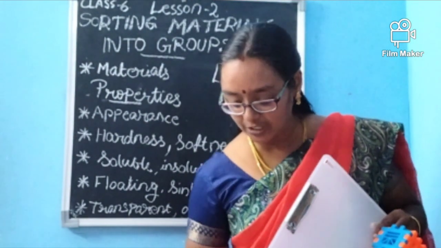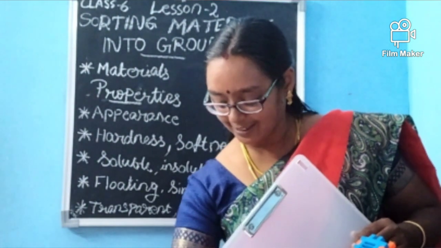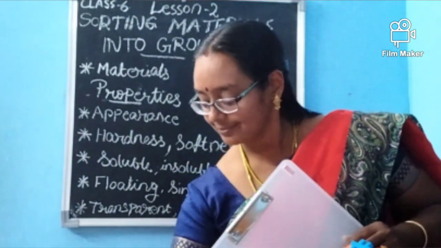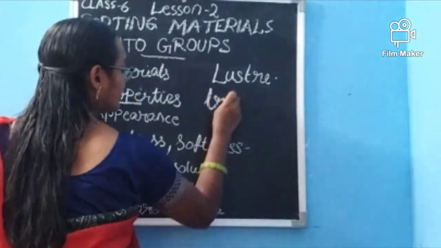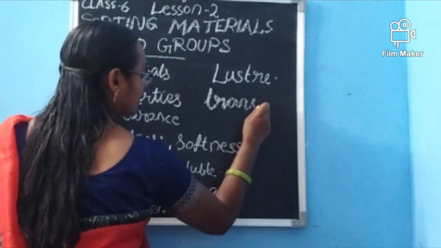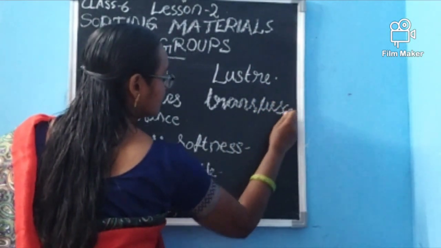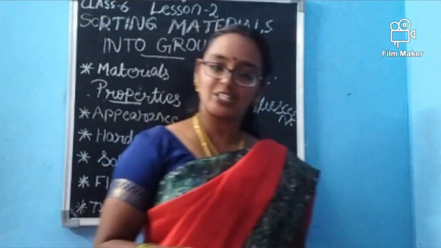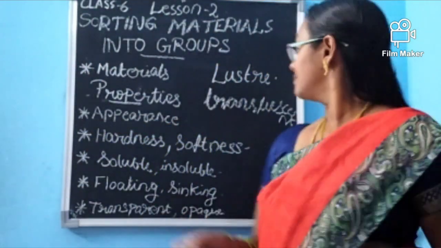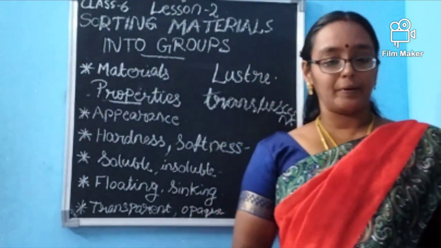Translucent I have not written. Why didn't you remind me to write? You have to remind me, right? I'll write here. Translucent. T-R-A-N-S-L-U. Translucent. Translucent also you should learn. Okay. All these are the properties.